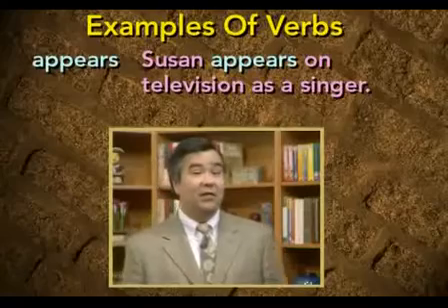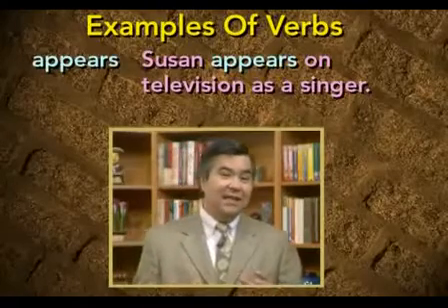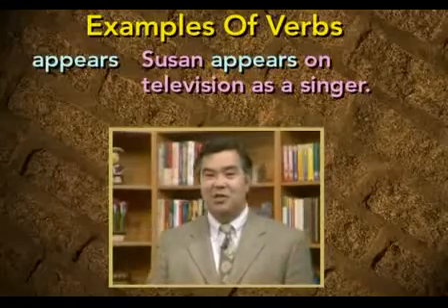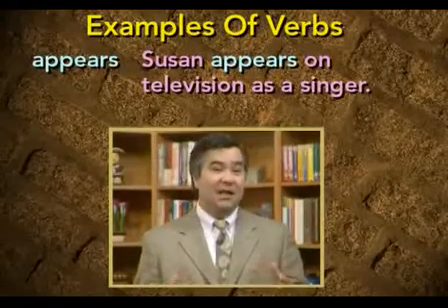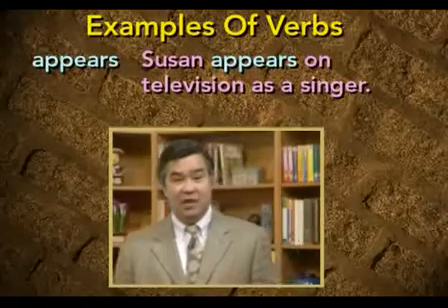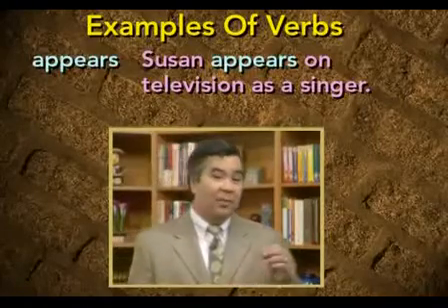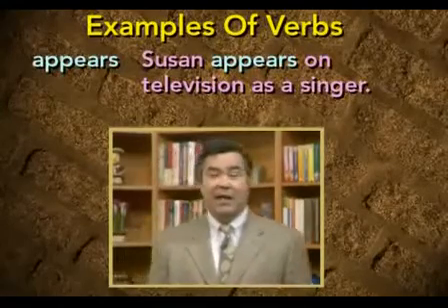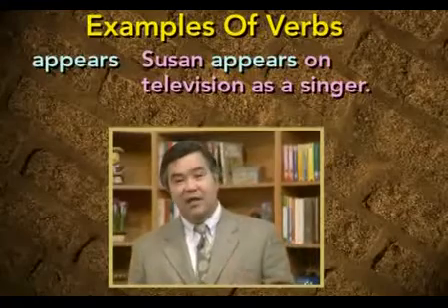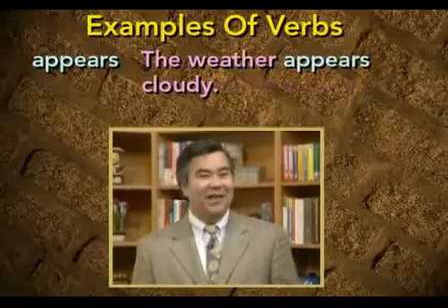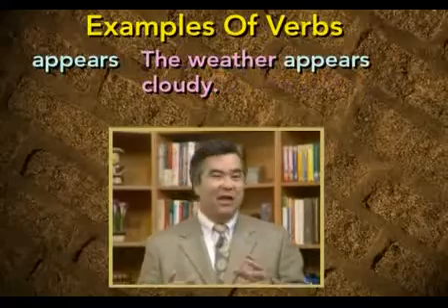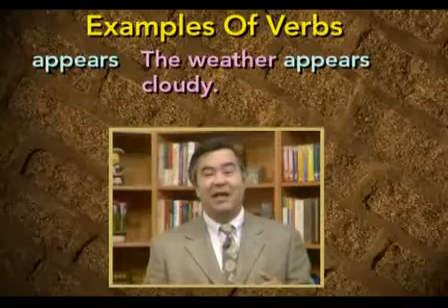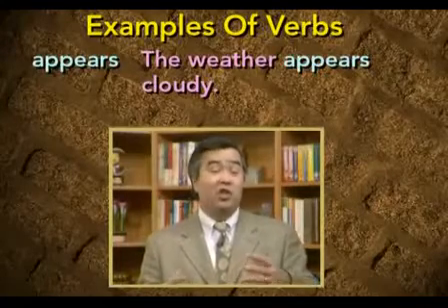Susan appears on television as a singer. In that sentence, the verb appears is expressing an action being done by the subject, Susan. It tells us something that Susan does. She appears on television. In that sentence, therefore, appears expresses an action. In other sentences, however, appears might express a state of being. For example, the weather appears cloudy. In that sentence, the verb appears is expressing a state of being. It is telling us something that the weather is, not something the weather is doing.